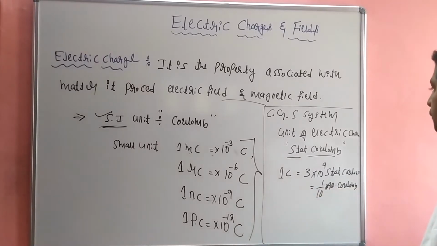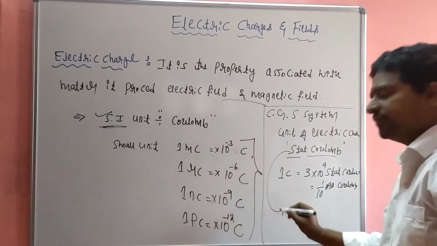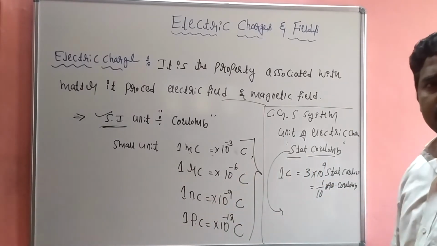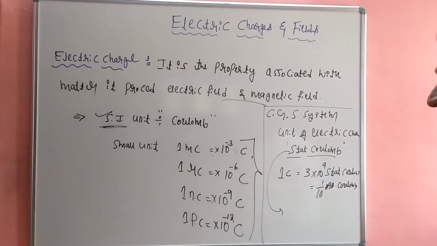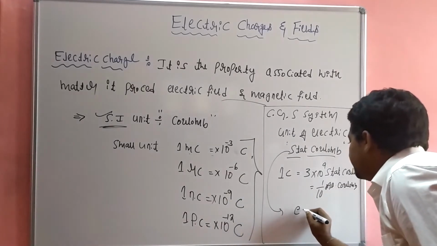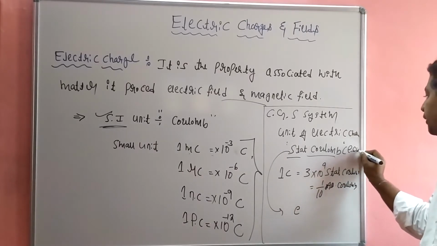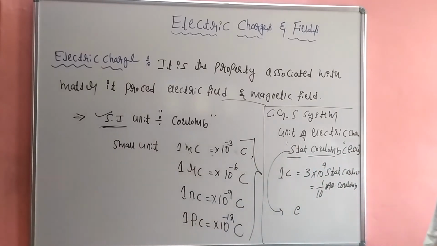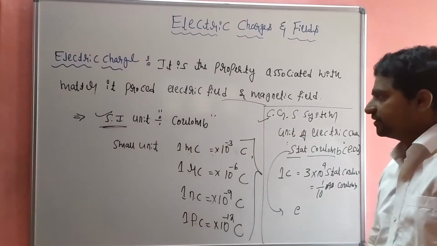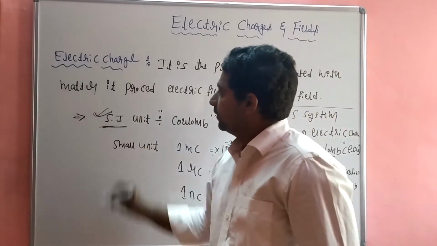1 coulomb. So what is the other name? The other name of stat coulomb is called the electrostatic unit, the electrostatic unit of electric charge. Okay, so this is in the CGS system.